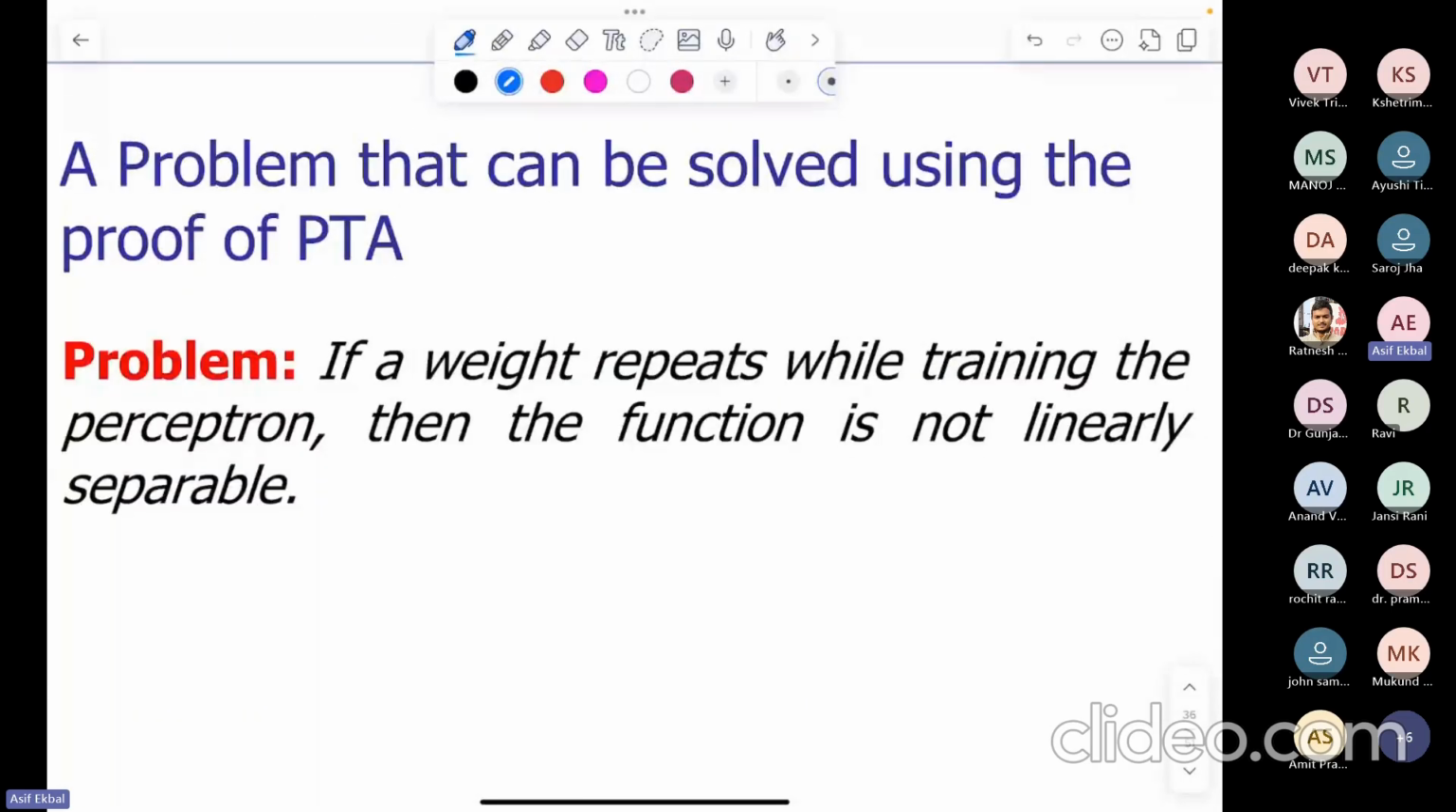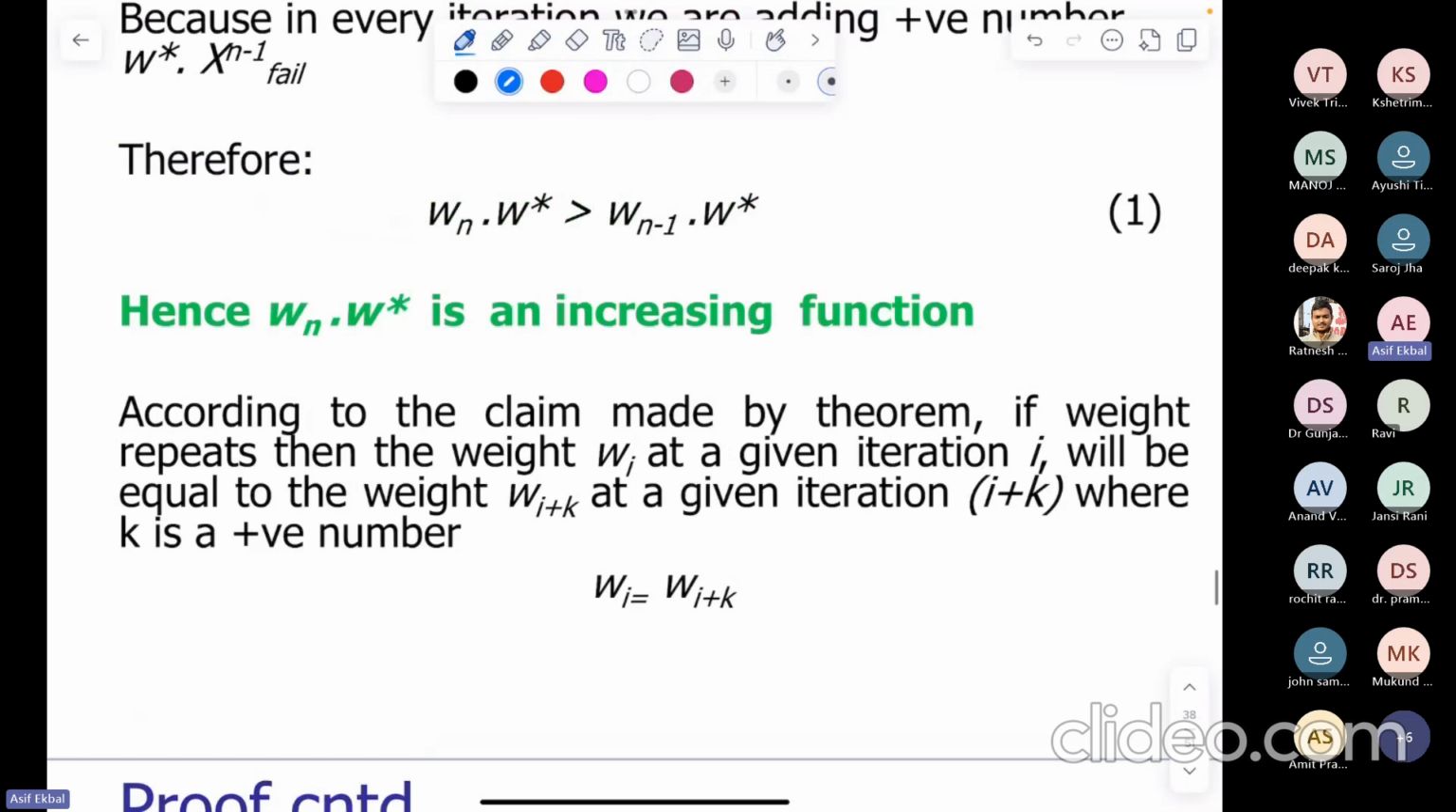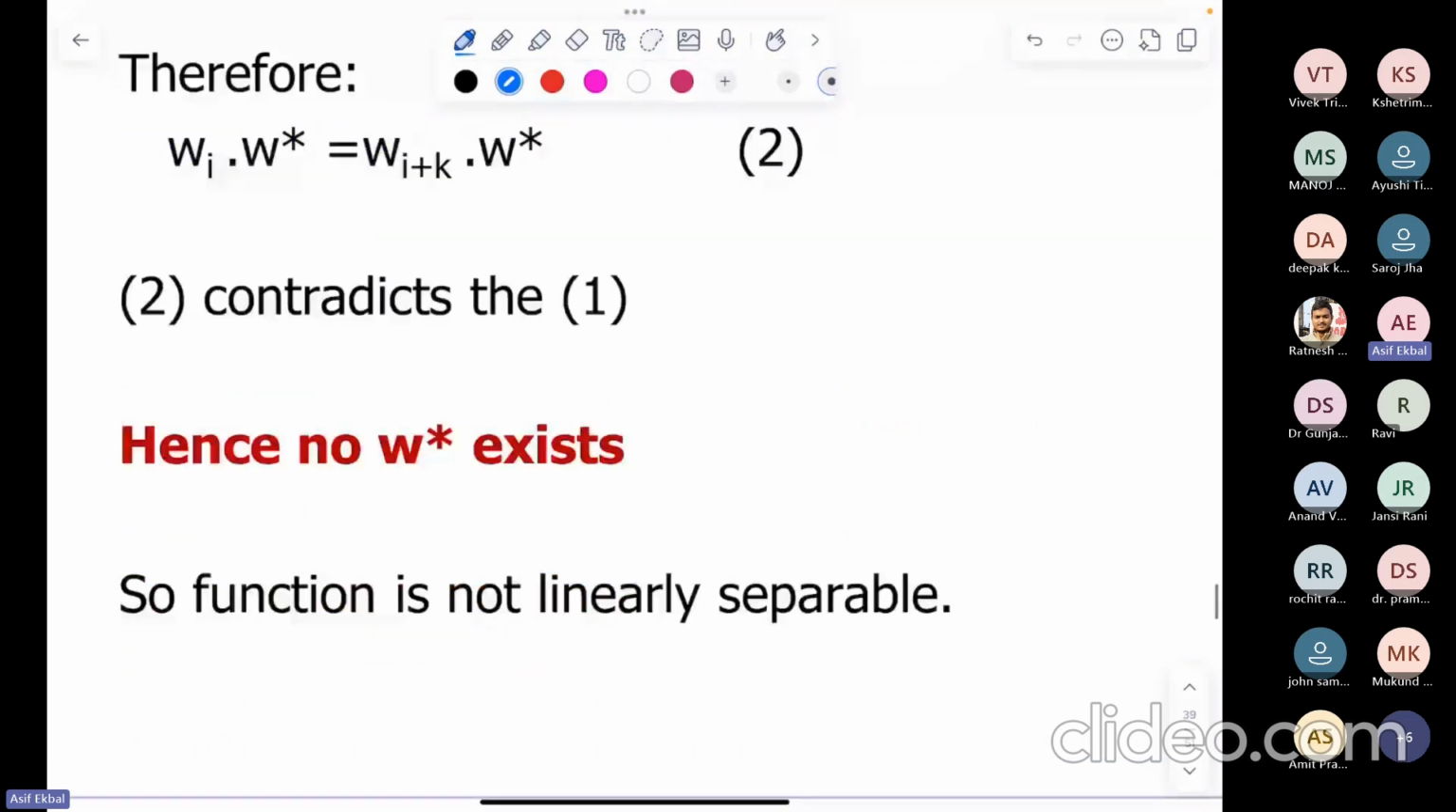Also, if you find that a particular weight is continuously getting repeated while you are training the perceptron, then it gives an idea that your function is not linearly separable. So, for example, you are going from one iteration to the other. Whatever the weights were in the earlier iteration, if you see the current iteration is repeating the same weights, then the vectors are not linearly separable. This is the other side of the proof, and it is very trivial and easy to prove. It is not very difficult.